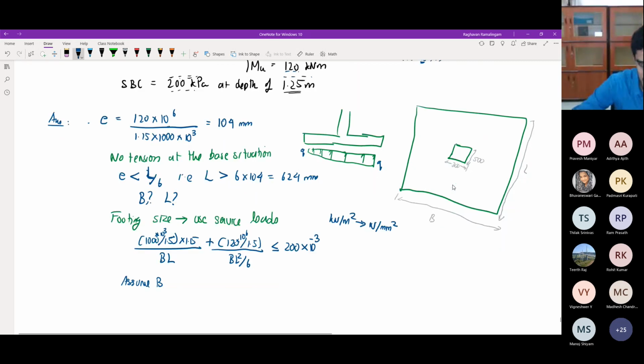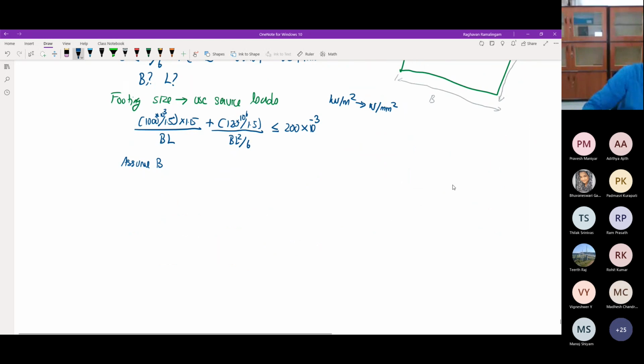So anyway, for my purpose, I am assuming B equals 2 meters. Okay, of course, this equation has to be simplified. You will have a quadratic. You will have an equation which is in terms of L square and B. Then you can assume B, and you can find out what the value of L should be. If I assume B is 2 meters, I get L should be 2.414 meters. Okay, so this is what you get if you assume B is 2 meters. Okay, that's hoping that I made this right.